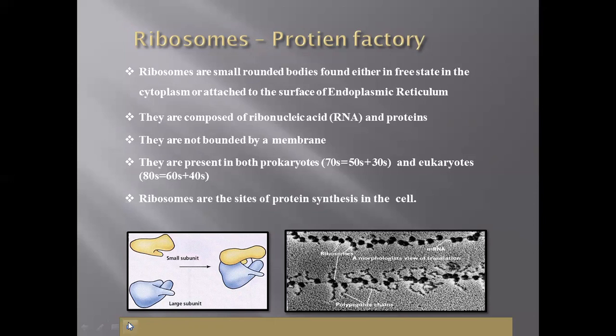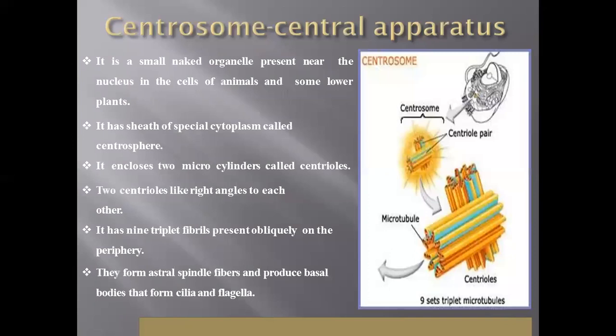They are composed of RNA and proteins. There are two types of ribosomes, that is 70S and 80S. 70S is present in prokaryotes and 80S is present in eukaryotes. Next is centrosome, that is central apparatus. My dear students, centrosome is only present in animal cell, which is absent in plant cell.